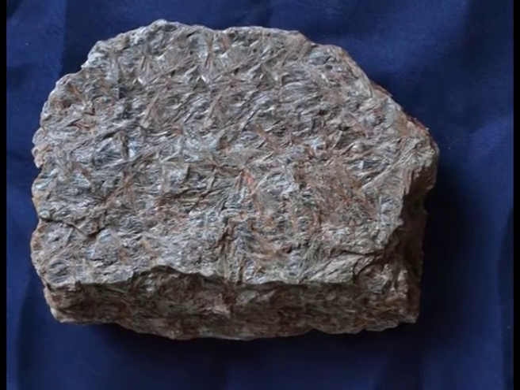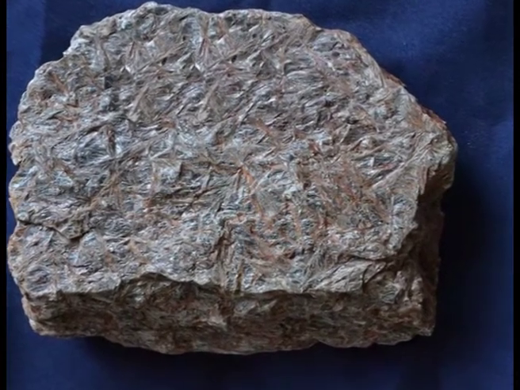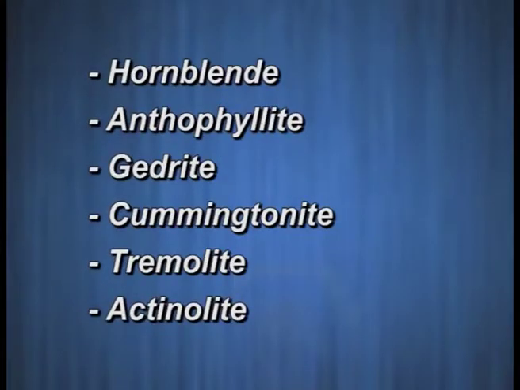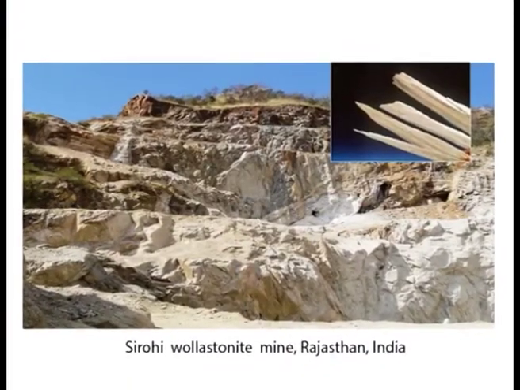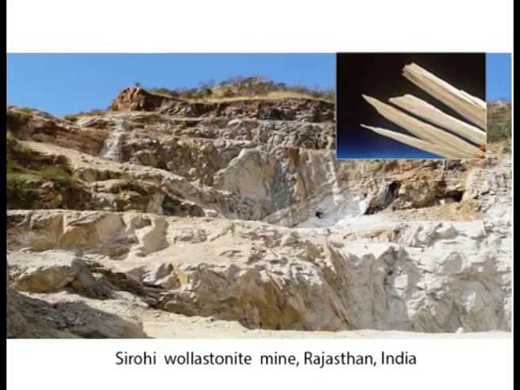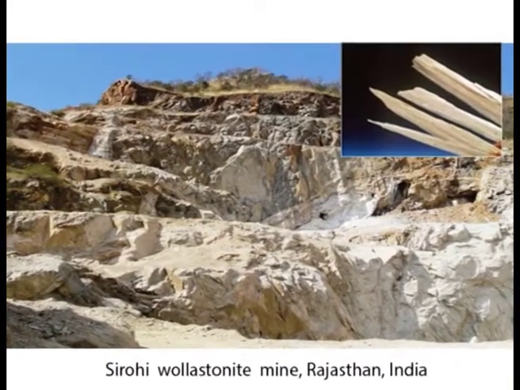A further characteristic feature of this facies is the absence of amphiboles, for example hornblende, anthophyllite, gedrite, cummingtonite, tremolite, actinolite, and the occurrence of orthopyroxene, that is hypersthene and enstatite. In impure calcareous rocks, wollastonite is characteristic. Collectively, these distinguish the Pyroxene Hornfels facies from the hornblende Hornfels facies.